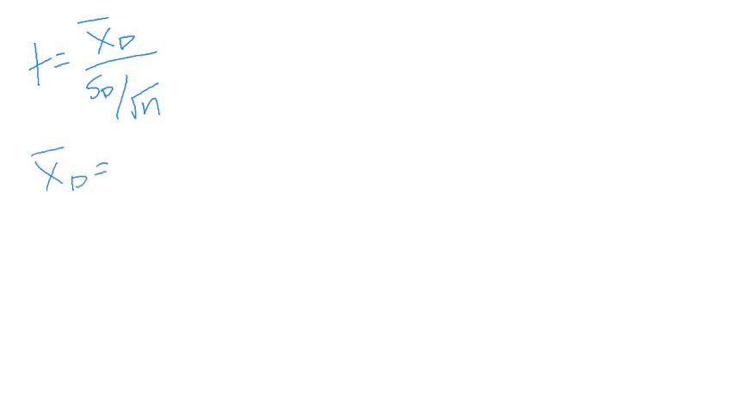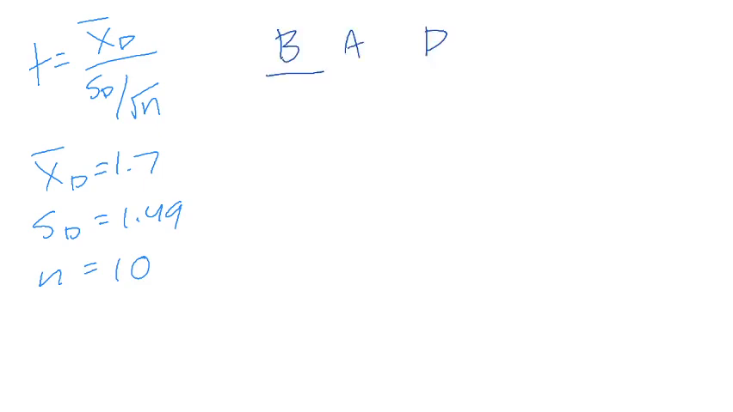I'm going to give you all of these values for calculating this particular t-test. This is going to be something like 1.7, this is going to be something like 1.49, and then our n, of course, is 10. That was already given. But this type of data comes from something that looks like this. We call it a BAD table: before, after, and difference. We would have the before hunger scores of people, then after scores after they take this specific pill, having them rate their hunger. And then we would have difference scores here.